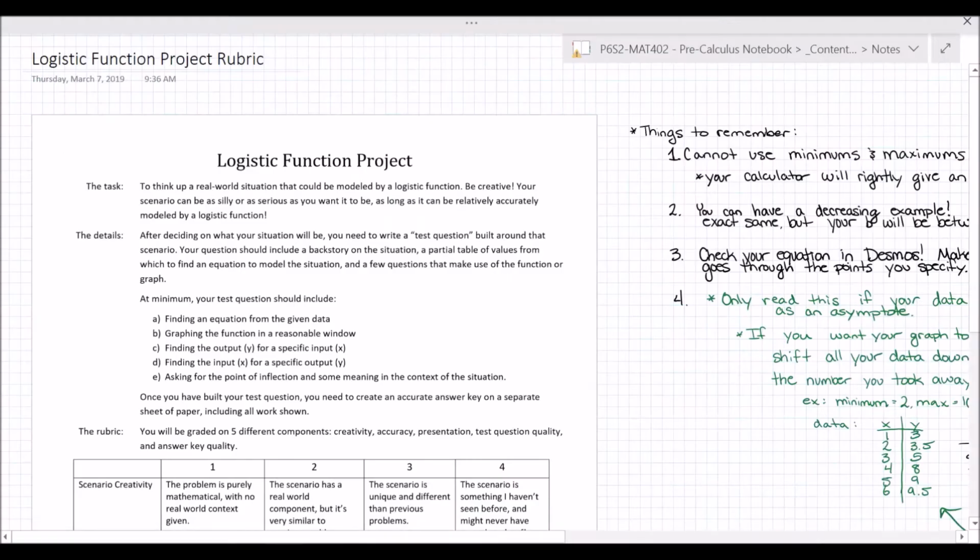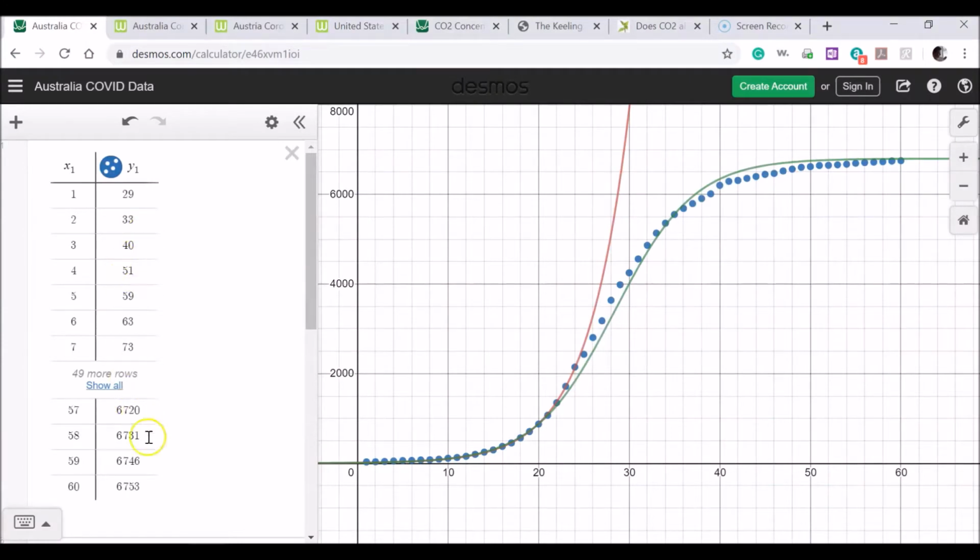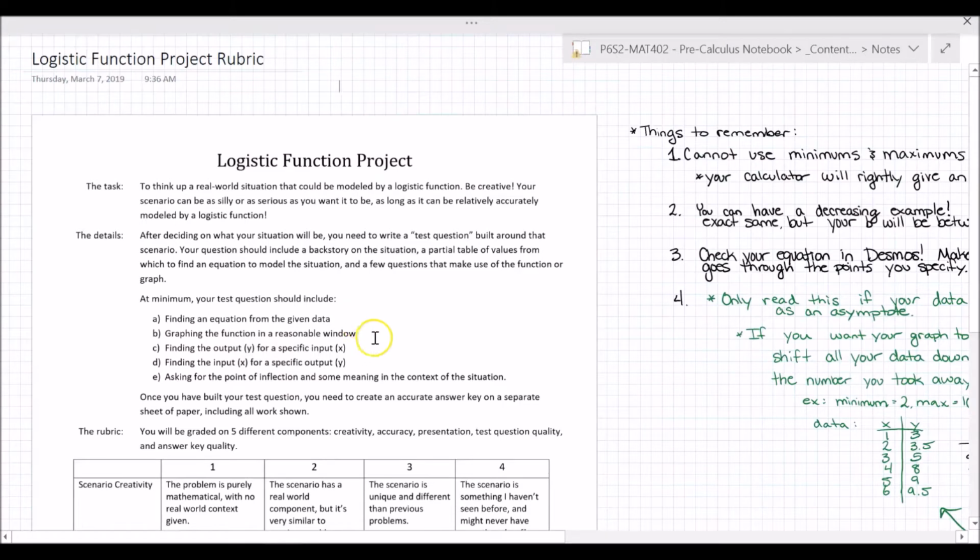So try to come up with some situation, include a little backstory on the situation, and a partial table of values. You don't need the full 60-piece table here like I have. Just a little partial table of values. Look at the book. Questions 3 and 5 in section 7-7 are excellent questions that just have 5 or 7 data points to use.